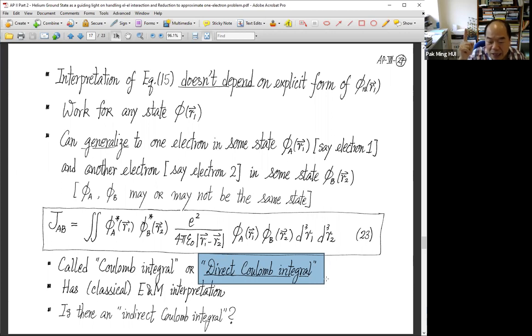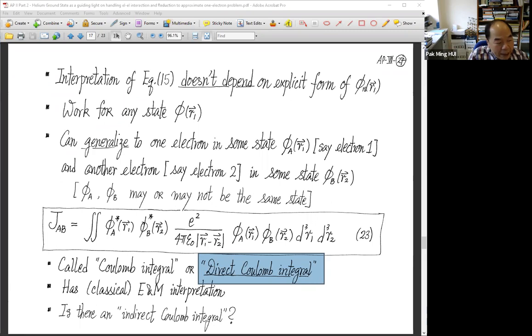Okay, the key point is that the direct Coulomb integral here has a classical physics E&M interpretation. And it also means the other one, called the indirect Coulomb integral, does not have a classical E&M interpretation, but it is there in many quantum treatments of atoms. We will see that later, okay? But at this point, for the helium ground state, we only see this direct Coulomb integral.